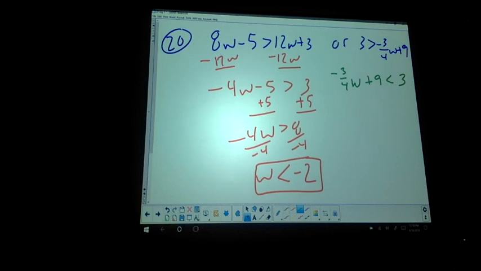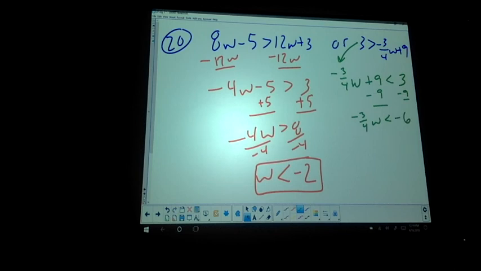Does everyone agree with that? What I did from here to here. Does that make sense? Yes. Again, if you have the variable on the left side when you solve it, it's going to tell you which direction to shade. Is that okay?